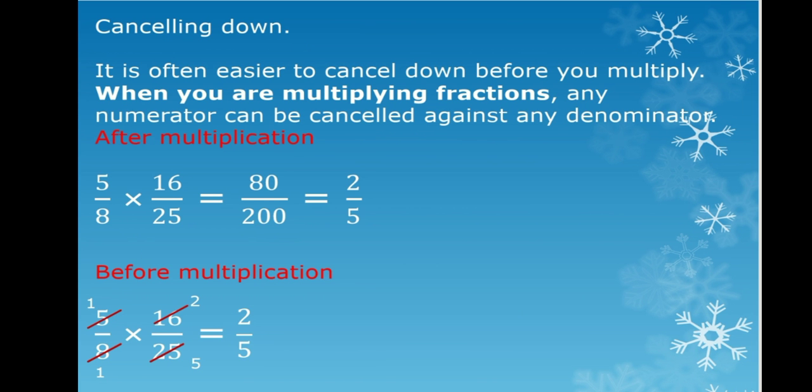Now instead of multiplying numerator and numerator, denominator and denominator, and then bringing them to the lowest fractions, the easy way is you can do the cutting, like it is shown there. Before multiplication only you can cut, like over here in this example 5 and 25 can be cut, 8 and 16 can be cut. Remember, whenever you are multiplying fractions, you can cancel a numerator against only a denominator. Numerator and numerator cannot be cancelled.